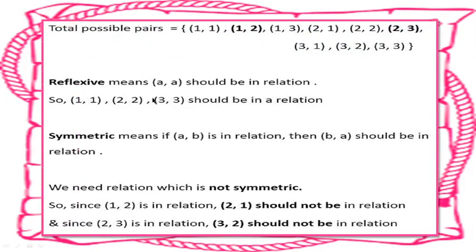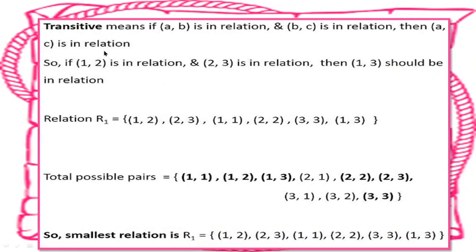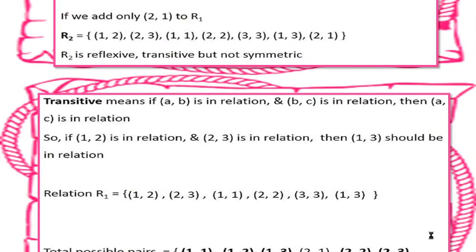So now let's check. Reflexive means the doublets should be there: (1, 1), (2, 2), (3, 3) should be in the relation. Symmetric means if we have (1, 2), we should have (2, 1). If we have (2, 3), then we should have (3, 2) as well. Transitive: if we have (1, 2) in the relation and (2, 3), we should have (1, 3) also. So R1 is (1, 2), (2, 3) and then we should have (1, 3) as well and all 3 doublets. Now again total possible pairs are these. The smallest relation is this one.